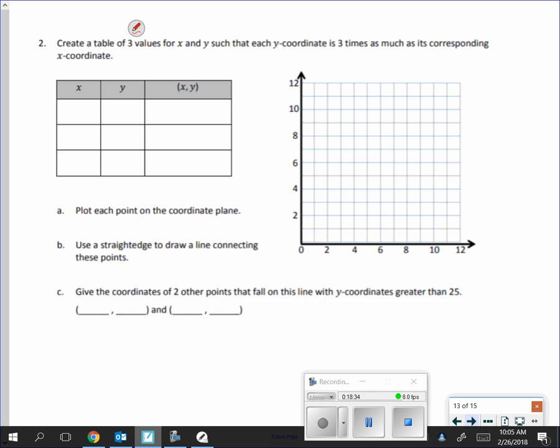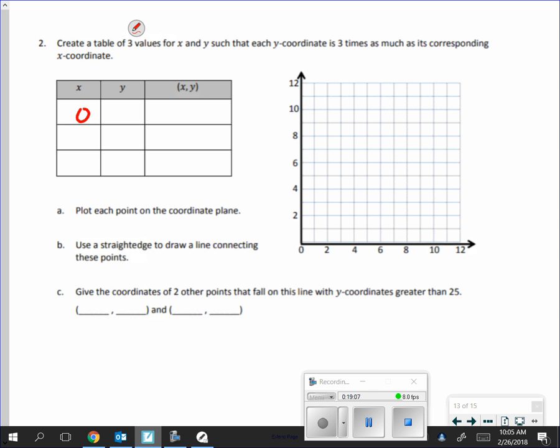Okay. Create a table of 3 values for x and y such that each y coordinate is 3 times as much. So you just have to make sure you pay attention to your vocabulary. Are you checking your stuff, Antonio? All right. 3 times as much as its corresponding x coordinate. So I might do 0.